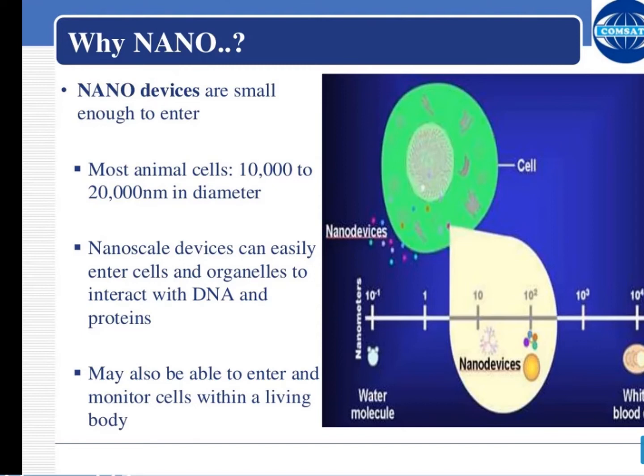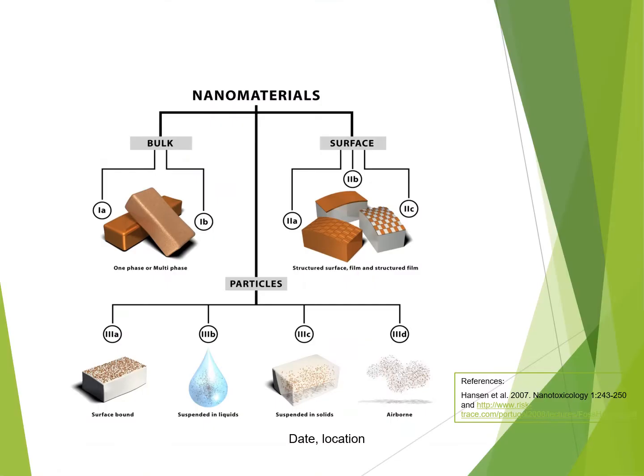So why is nano very important? Because it is small enough to enter any of the cells. That is why nanomaterial is a main important field. Nanoscale devices can easily enter cells and organs to interact with DNA and proteins. They may also be able to monitor the entry of cells into living body systems. Here is a cell and this is a nano device. How will it enter the cell? We have to directly monitor it at the nanoscale level.